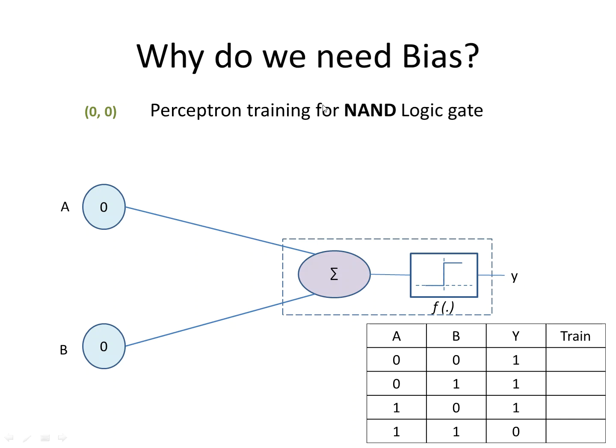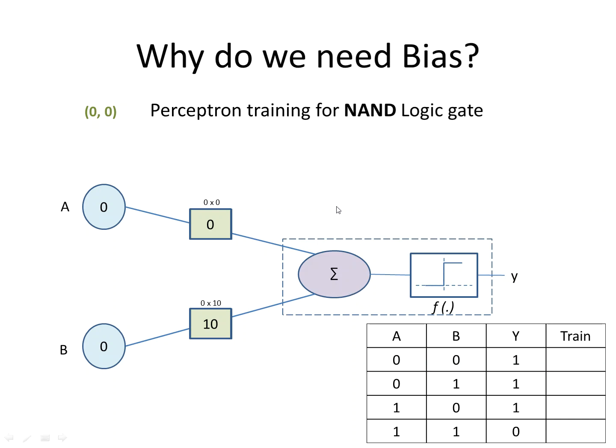First we'll look into why bias is needed. Suppose we want to train a perceptron for a NAND logic gate. For that training, suppose we have just two inputs, 0 and 0, and we will have synaptic weights. Suppose we provide the first synaptic weight as 0 and the second synaptic weight as 10. Whatever weight we provide, since the input is 0, the product will always be 0, and we will not be able to train the perceptron whatever weights we apply here.